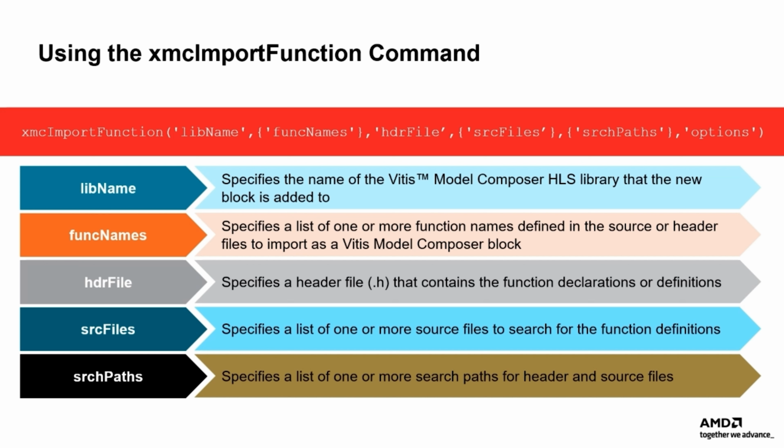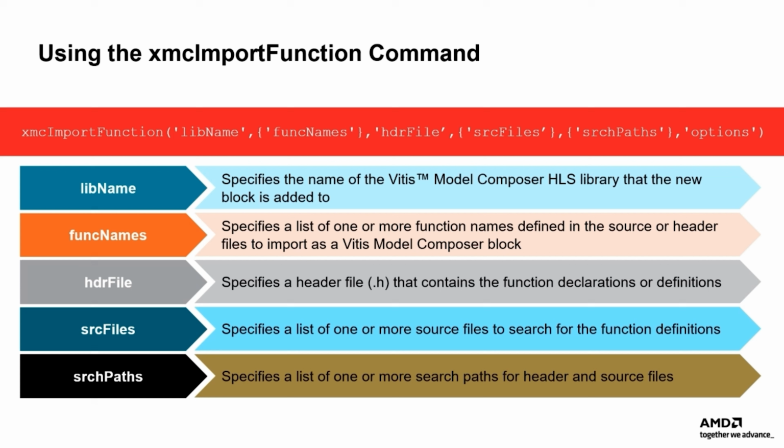The function signature must be defined in the header file, and any Vitis Model Composer XMC pragmas must be specified as part of the function signature in the header file. Source files specifies a list of one or more source files to search for the function definitions. When used in a model, the header and source files, together with the main header file of the model, will be compiled into the shared library for simulation and copied into the target directory specified for output generation in the Vitis Model Composer hub block.